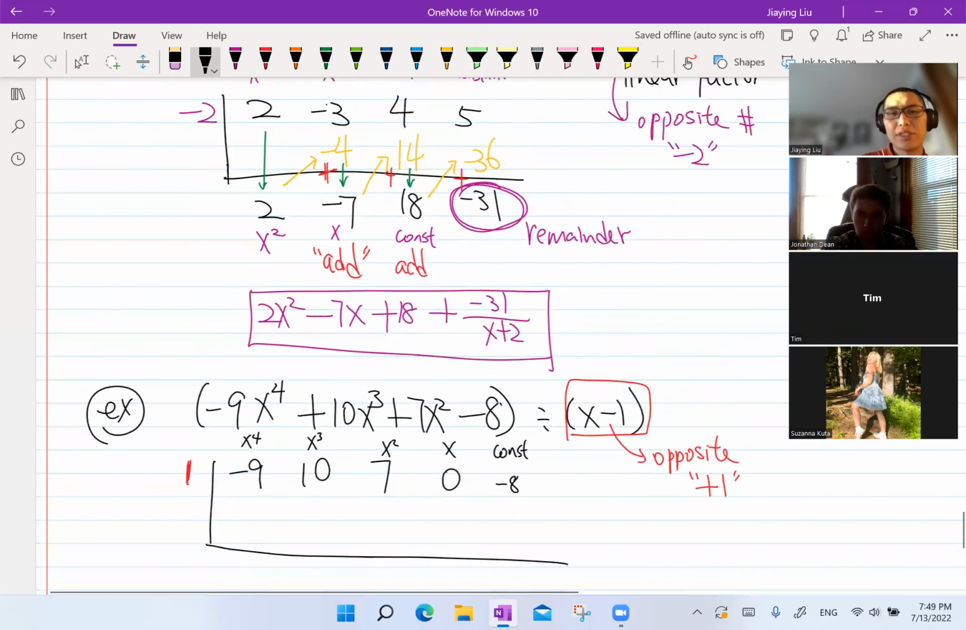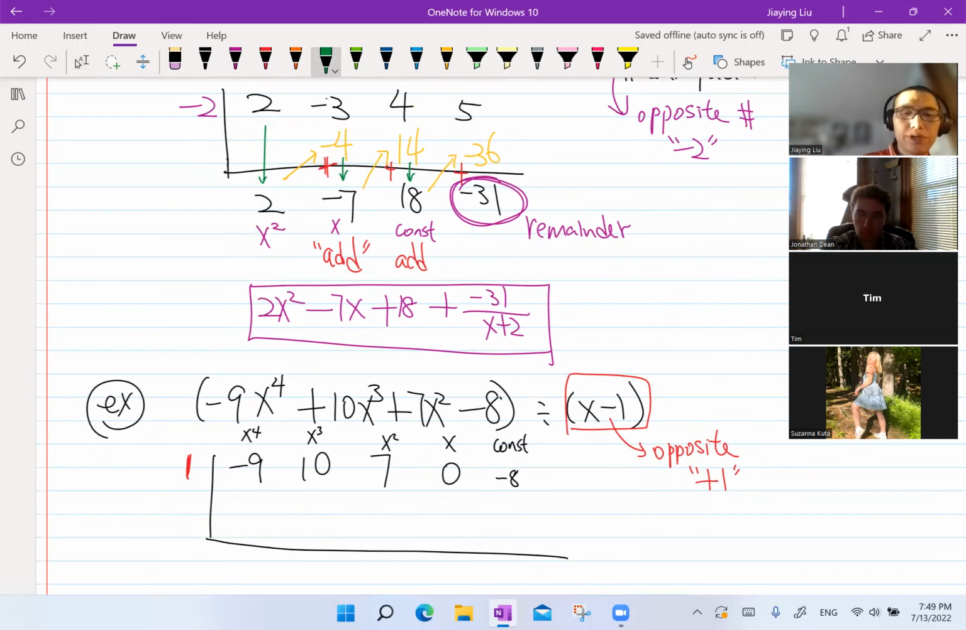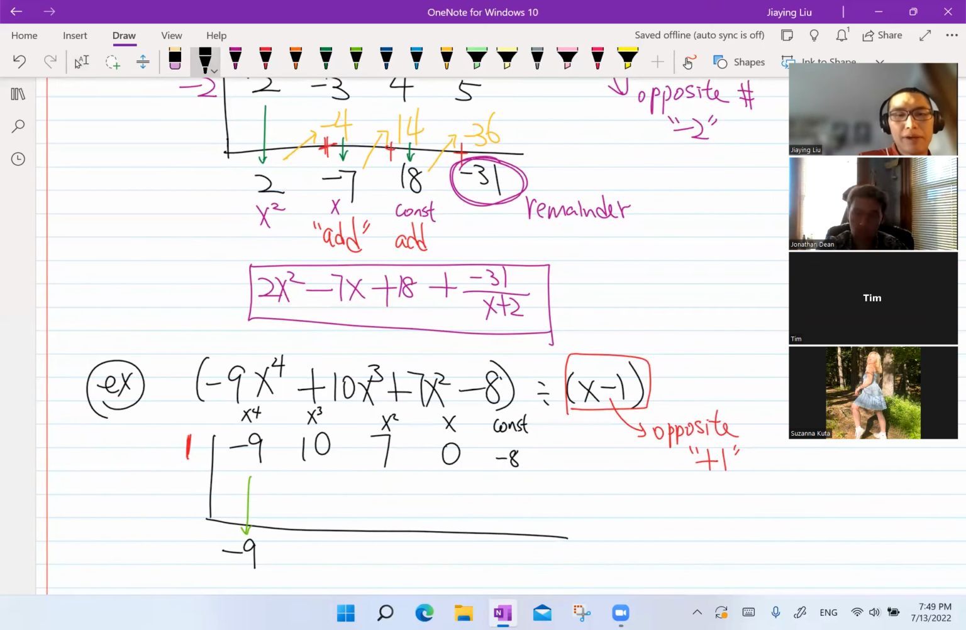All right, so let me practice this process with you again. The first thing we're going to do is bring down the first number, -9, so that directly goes down. So that gives me -9. I take this -9 and multiply by 1, so the 1 and the -9 multiplied together give -9, and I put it into the next column. Now I need to add 10 and -9. Remember, we add here. So 10 minus 9 is 1.